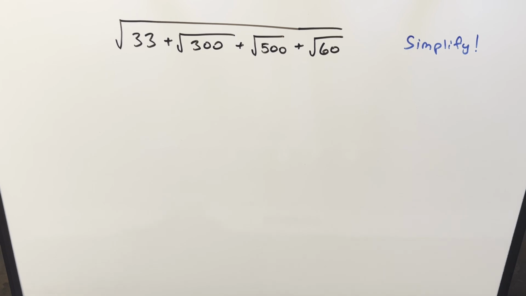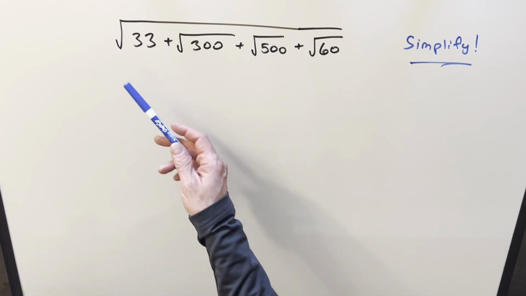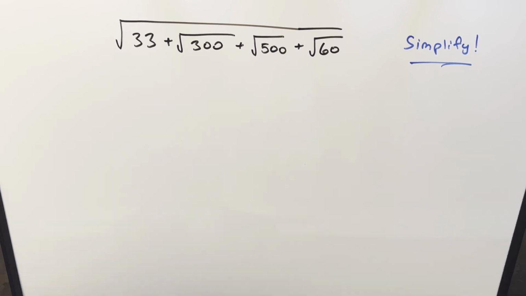Okay, we have here the square root of 33 plus square root 300 plus square root 500 plus square root of 60, and we're asked to simplify this. Well, sometimes it's hard to know what that means. Maybe the best way to simplify it is just to leave it the way it is. Well, I'll tell you though, there is a way to remove the outer radical, so I guess we'll consider that simplified.